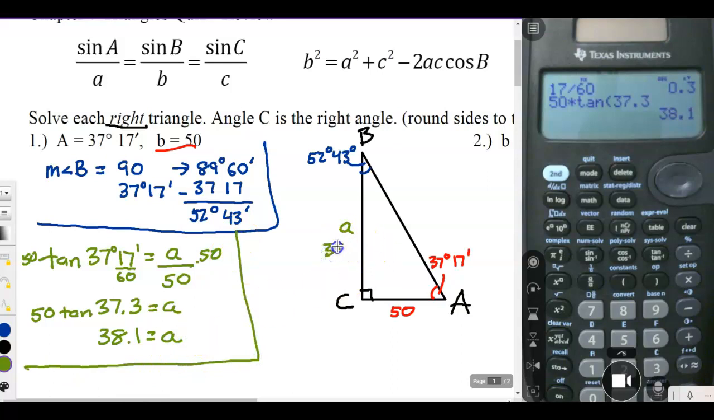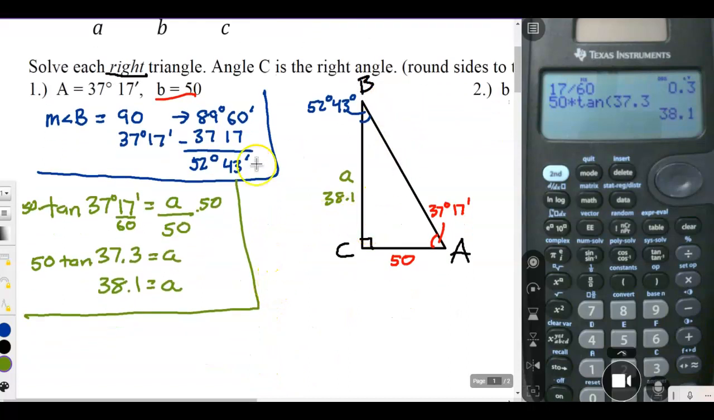So this is 38.1. Now I have one more step. I need to find out what side C equals, right? So I have some options as well. I can do some more trig. I can do A over C, which would be opposite over hypotenuse. That would be sine. I can do Pythagorean theorem, 50 squared plus 38.1 squared equals C squared.